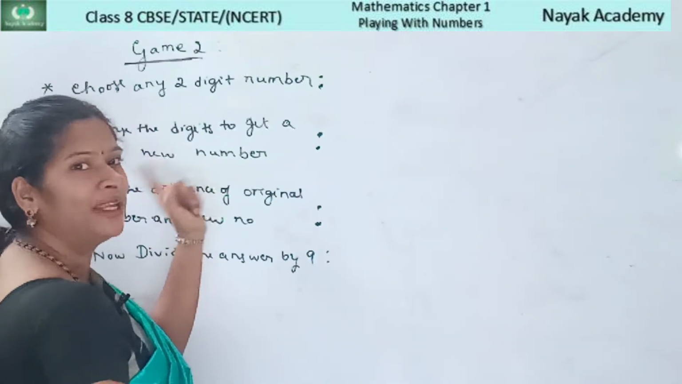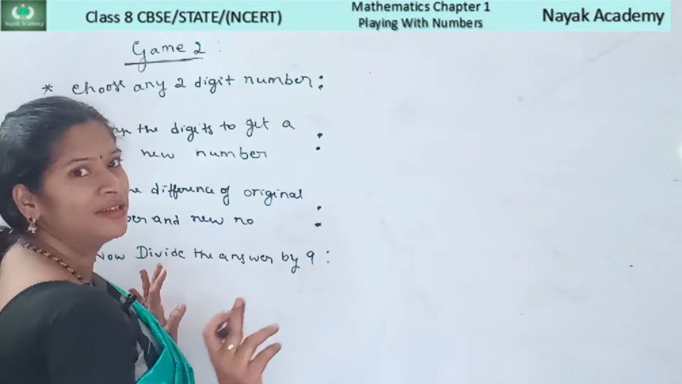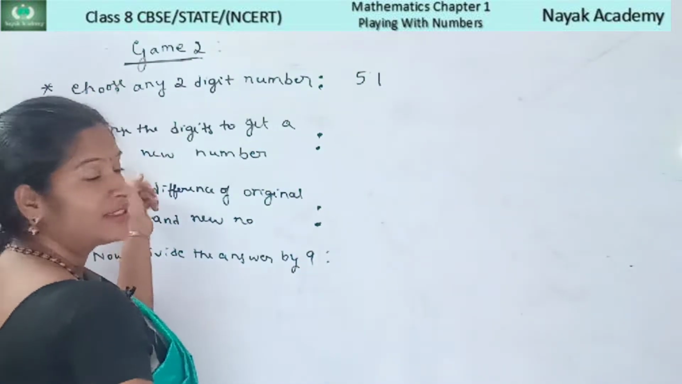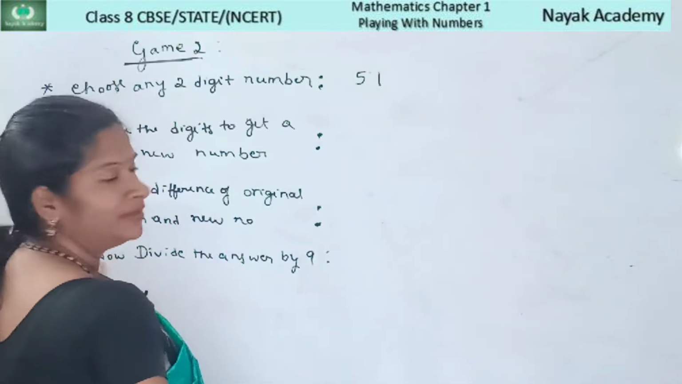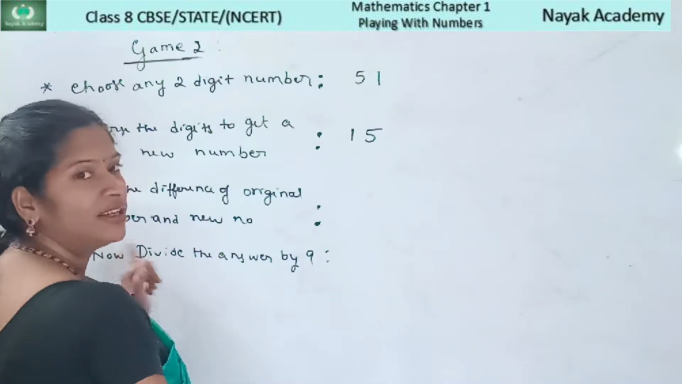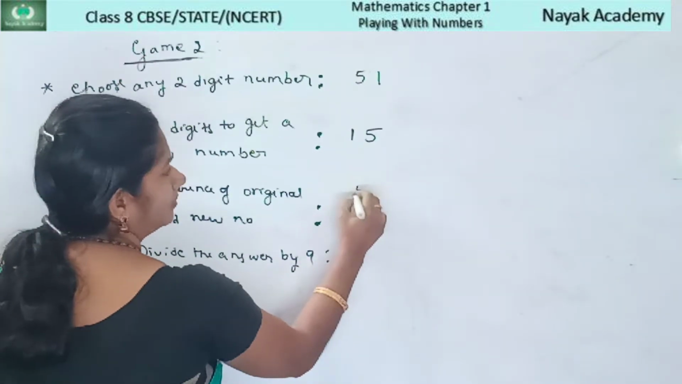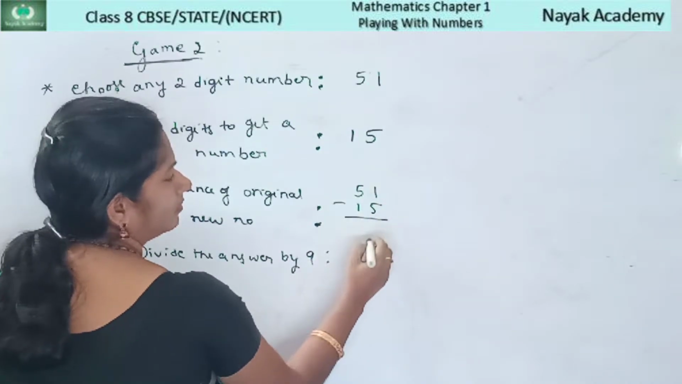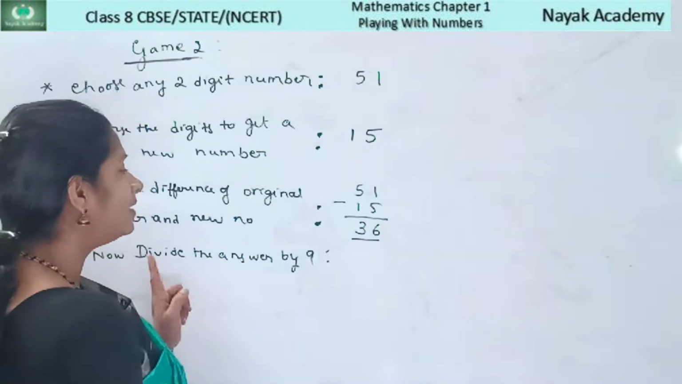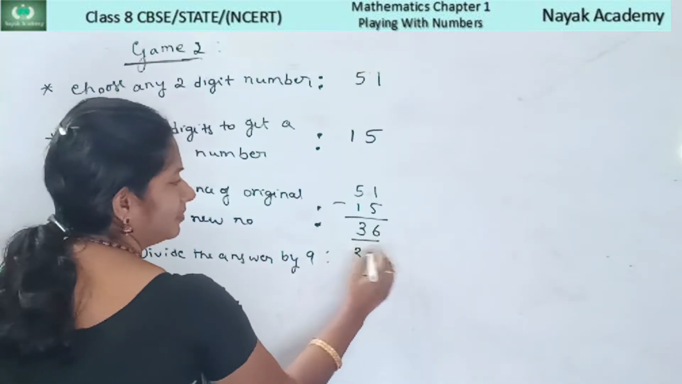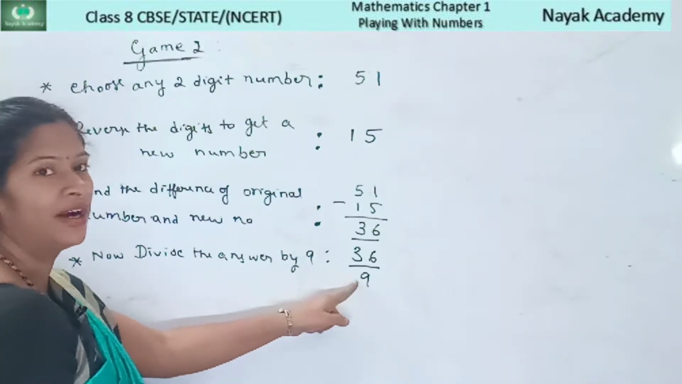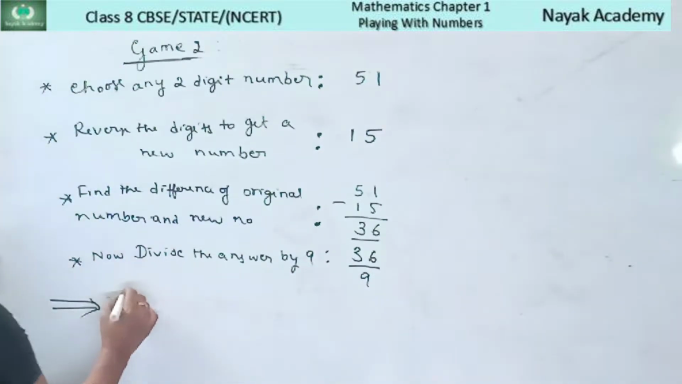Now let's start to play the second game. Choose any 2-digit number. Next, reverse the digits to get a new number. Next, find the difference of the original number and the new number. Now last, divide the answer by 9. Now I can say that after dividing by 9, there won't be any remainder.